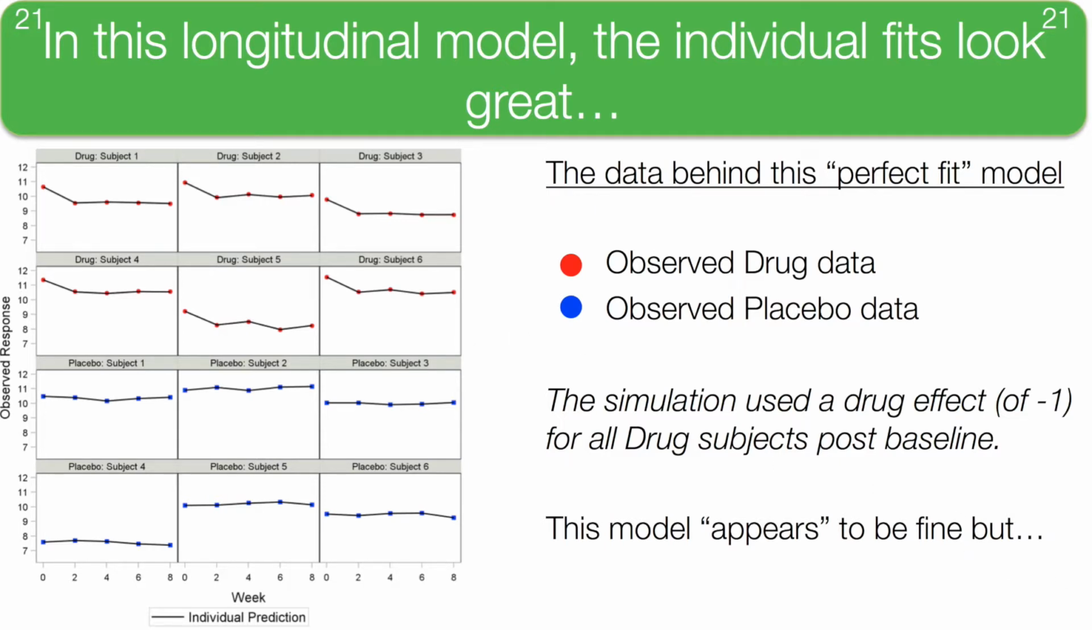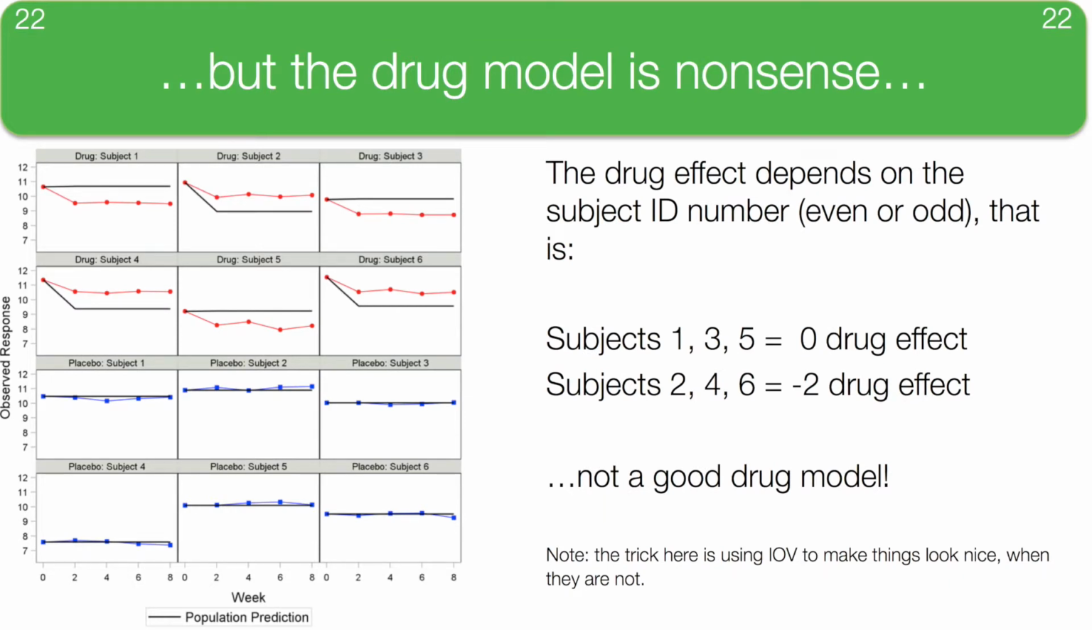So the model appears fine, but what's the problem with this model? Well, this model is actually fitting a really stupid drug effect model. The drug effect actually depends on the ID number. So for subjects 1, 3 and 5, the drug effect is essentially 0, and for 2, 4 and 6, the drug effect is -2. So this is clearly not a good drug model. However, those original plots actually look nice.